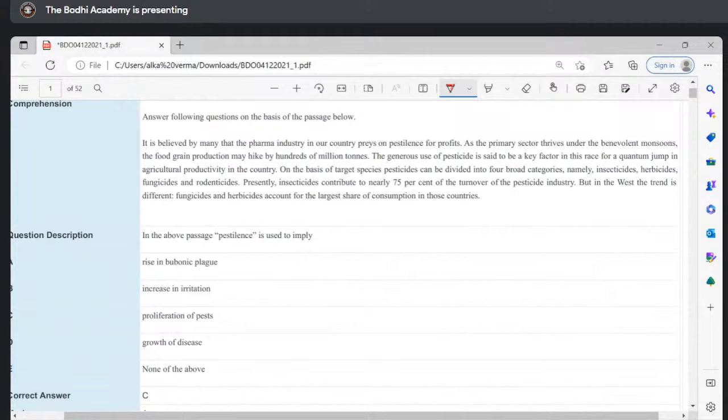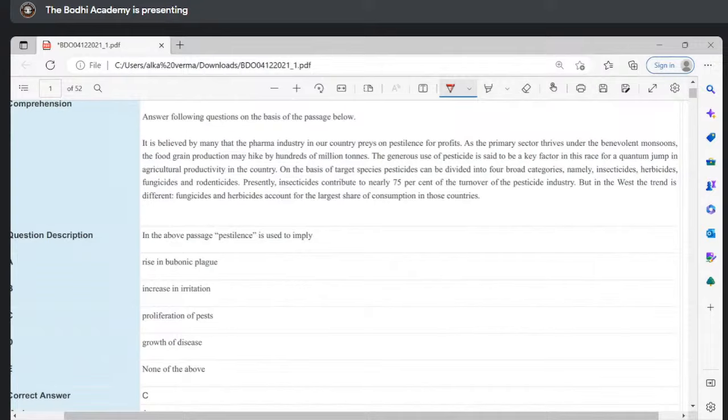And then they go to mention that currently, insecticides contribute to nearly 75% of the turnover of the pesticide industry. But in the West, the trend is different. Fungicides and herbicides account for the largest share of consumption in those countries. So overall, they have mentioned what happens here in India and what happens abroad.